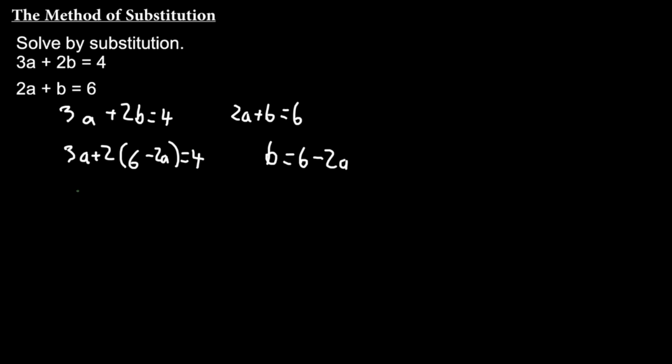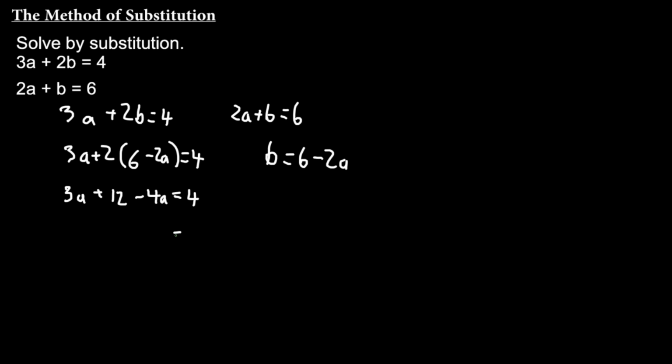So from here we have 3a plus 2 times 6 is positive 12, and 2 times negative 2a is negative 4a, equals 4. So 3a, positive 12, negative 4a equals 4. The positive 12, we'll move it across the equal sign.